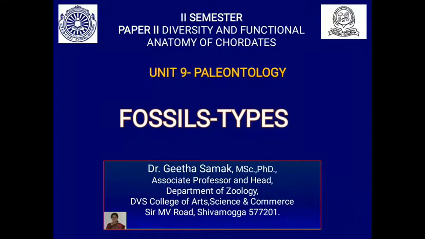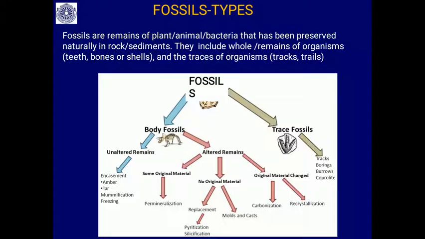Dear students, today let us know about different types of fossils. You know already, fossils are remains of plants or animals or bacteria that have been preserved naturally in the rock or the sediments. So they include whole organisms or remains of the organisms such as teeth, bones, shells, leaves, or the traces of the organisms. So they may be the footprints or fossilized burrows like that you can see.